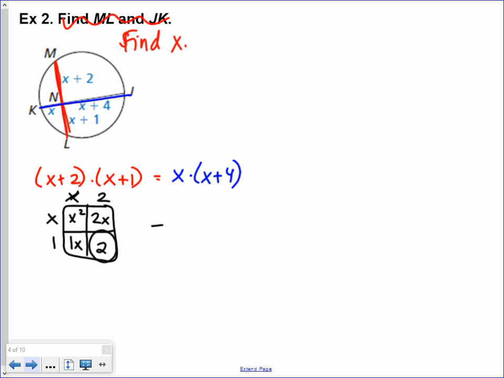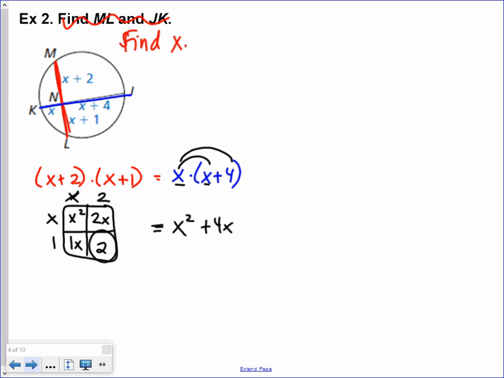Let's take care of the right side while we're here. If I distribute x through, what's x times x? What's x times x? X squared. X plus x is 2x. And then x times 4 is 4x. Okay, that side's taken care of.